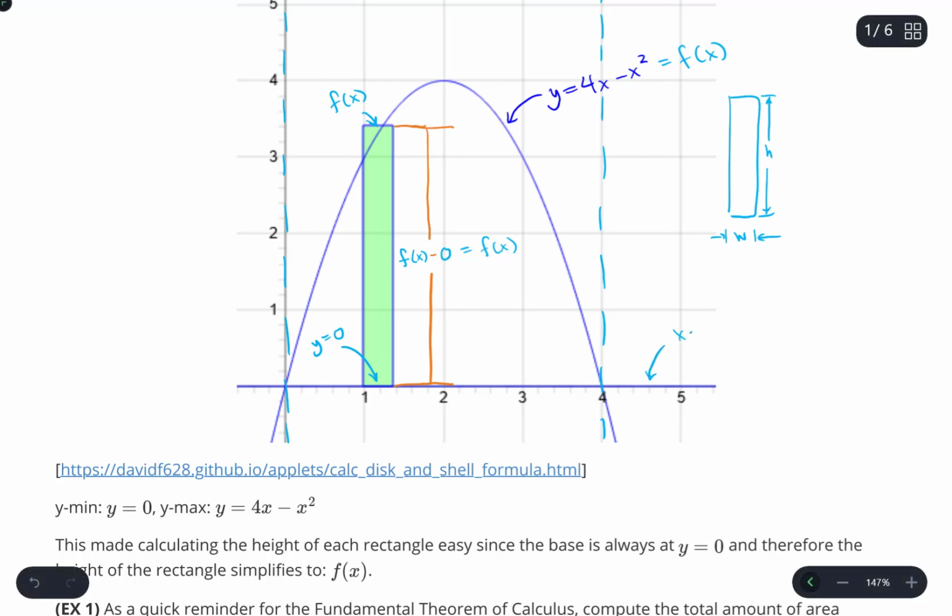So let me write that out. So the x-axis was used as a lower bound for approximating rectangles.